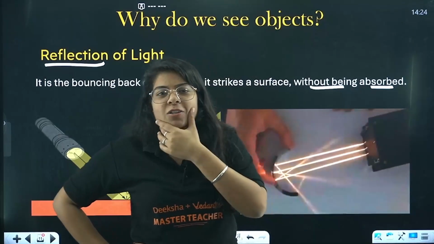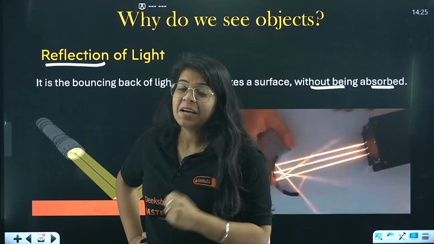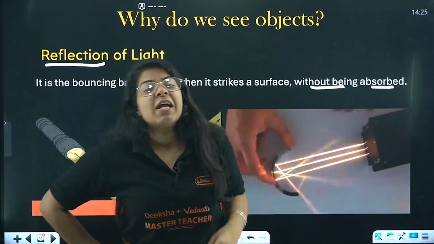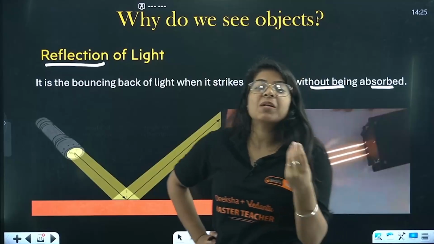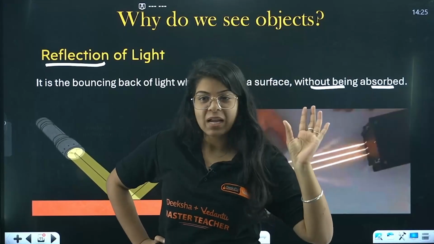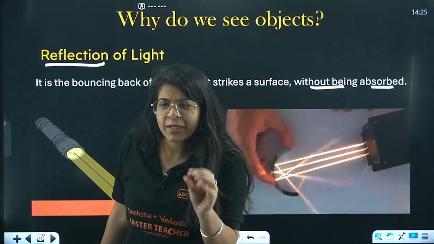Maybe, ma'am, that's a trick to be invisible, to absorb all the light. Maybe, who knows? Maybe you can do some research on that, right? So that is beta, the main principle of reflection of light. Understood?